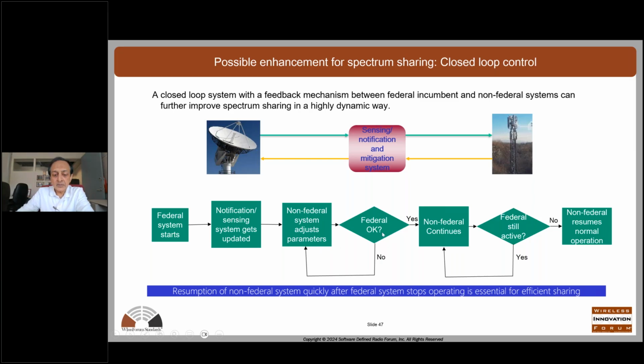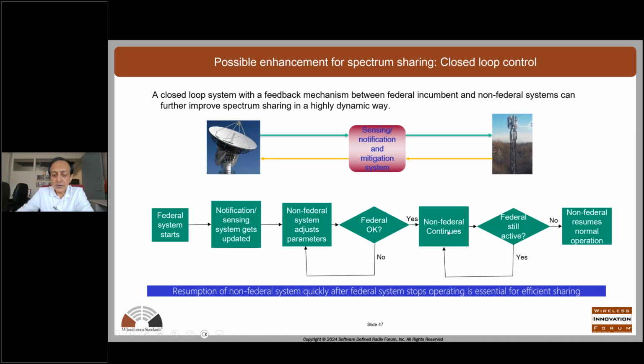And then there's a check. Is the federal system okay? If it is yes, the non-federal system continues operation. But if it is not enough, whatever mitigation techniques the non-federal system has operated, it will adjust its parameters again, and it might go on a few times before the federal system says, well, I can discriminate my radar objects, I'm working fine.